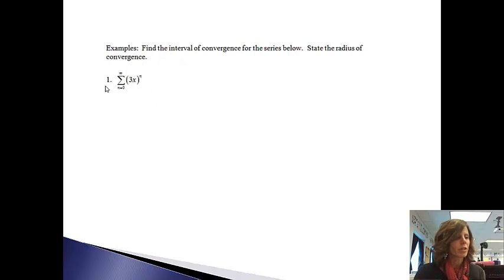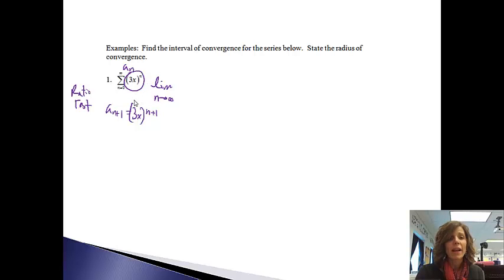We're going to use the ratio test to do that, and they told us that, but I'll still write that we're going to use the ratio test. If you recall for the ratio test, we're going to find the limit as n approaches infinity of a sub n plus 1 divided by a sub n. Remember that n is our variable in this problem, so a sub n plus 1 would be 3x to the n plus 1, divided by a sub n, which would be 3x to the n.